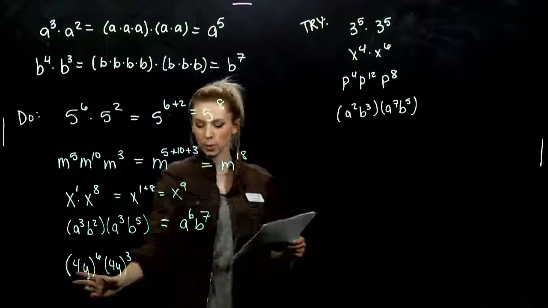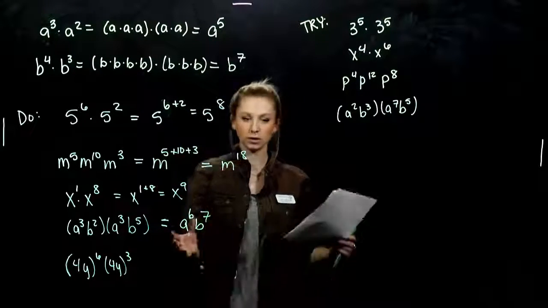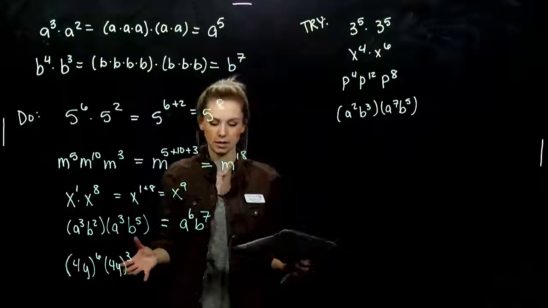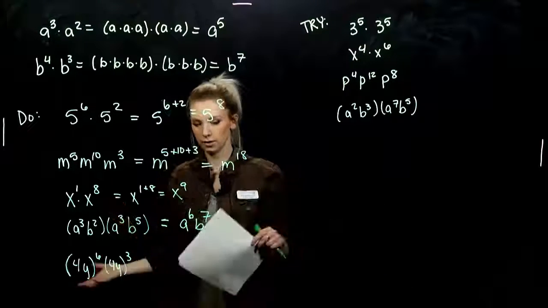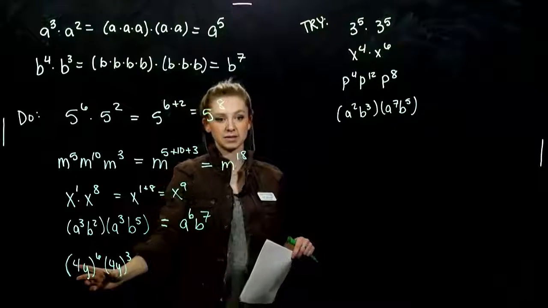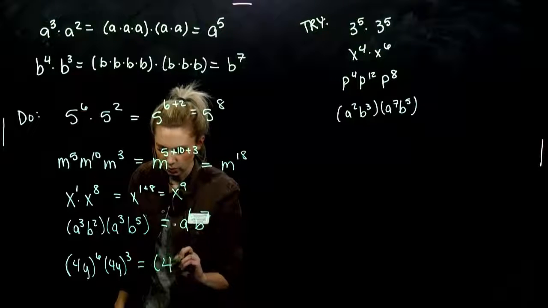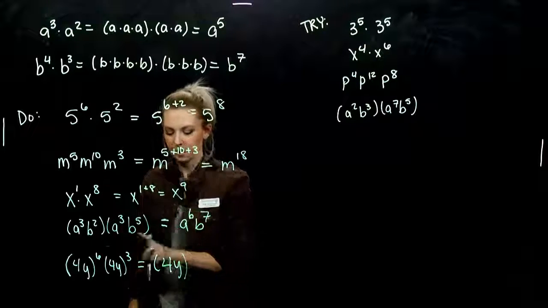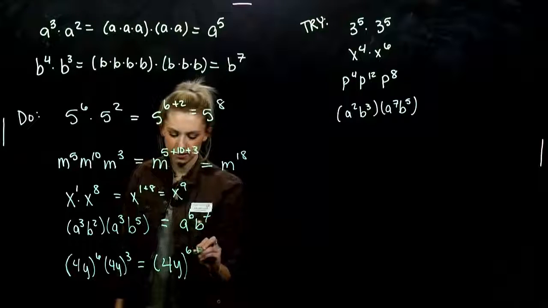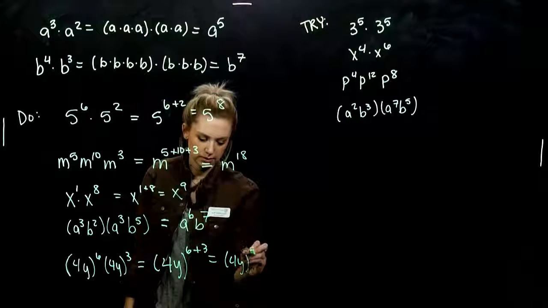And in this example, again, the parentheses should first indicate, look at these bases, are they the same? If they are, work with it. If they're not, split it up. So in this case, do our bases match exactly? Yes. So the base that we're dealing with is 4y. And how many factors of that do I have? 6 over there, 3 on the right. So I've got 4y raised to the 9th.